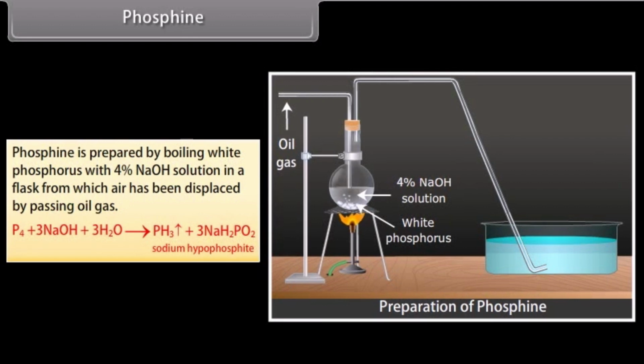Phosphine. Phosphine is prepared by boiling white phosphorus with 4% NaOH solution in a flask from which air has been displaced by passing oil gas. Oil gas is continuously bubbled through the flask in order to displace air. PH3 contains considerable amounts of H2 and a little P2H4 and is inflammable in air. Impure phosphine bursts into flames as it comes in contact with air and forms a vortex of white rings of P4O10.